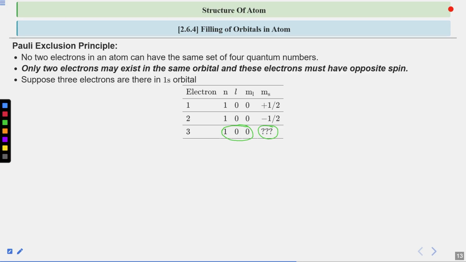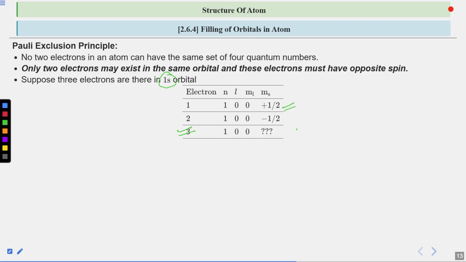We are taking 3 electrons in the same orbital. We can't keep it as anything. It will not be plus half. If you keep 3 electrons in the same orbital, that results in a case where 2 of them have the same set of all 4 quantum numbers. Therefore, you can't put a third electron in the same orbital, which is ns. So one orbital can have a maximum of 2 electrons. Any doubt in this?